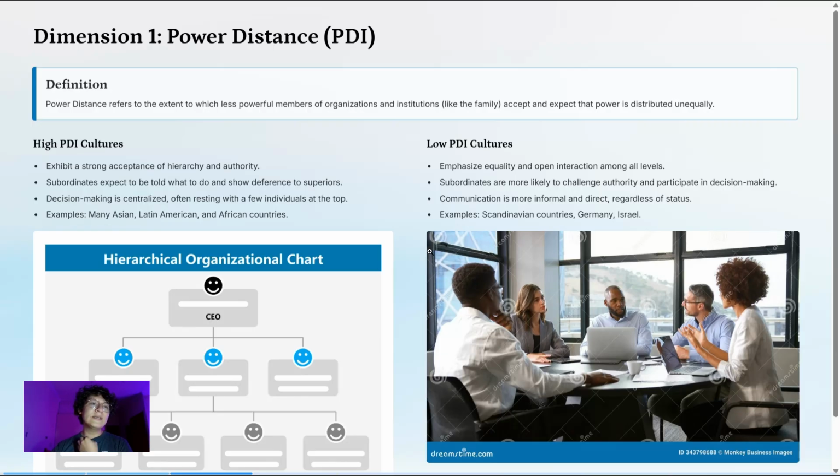So now let's talk about the dimensions. The first dimension is power distance, or PDI. It refers to how much society accepts unequal power. In high power distance cultures, hierarchy is strong. Teachers or leaders make decisions, and questioning authority is rare. In low power distance cultures, people expect equality, and students may openly share opinions or disagree with the teacher. So understanding this helps us to predict how students might participate in class.